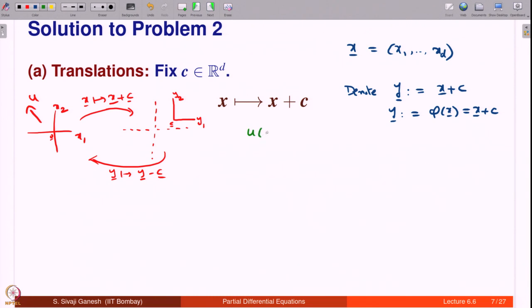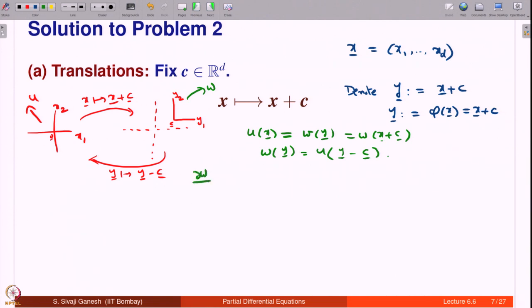So let us write u of x bar equal to w of y bar. So in terms of these new coordinates, let us write the function as w, and this is the relation between them. So actually this is w of x plus c, and similarly we can write w of y is equal to u of y minus c. So let us compute the derivatives and check that the Laplacian is invariant under change of coordinates which is occurring by translations.